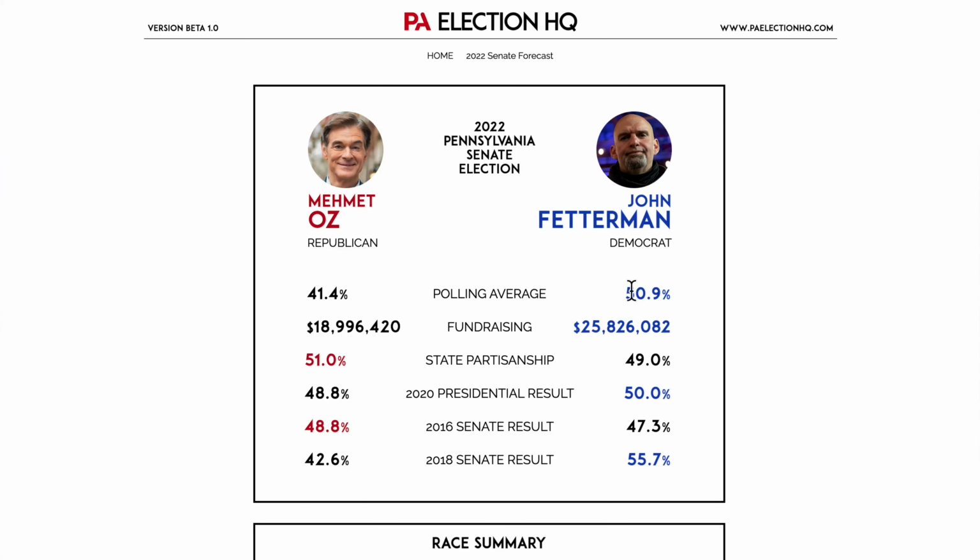John Fetterman is also severely outraising Mehmet Oz. These numbers are pretty old, the 25 million. They were updated almost 3 months ago, while the numbers from Mehmet Oz were updated very recently. So in reality, John Fetterman is doing even better in the fundraising.